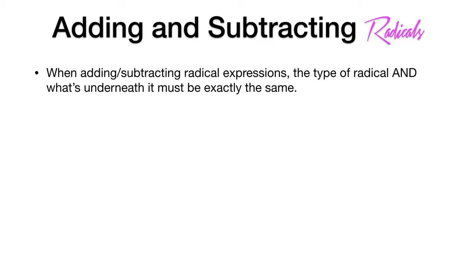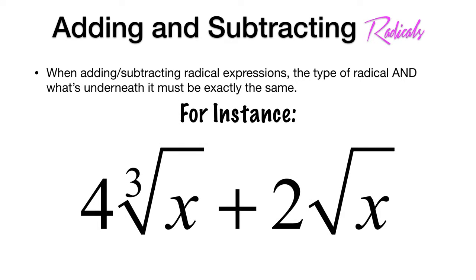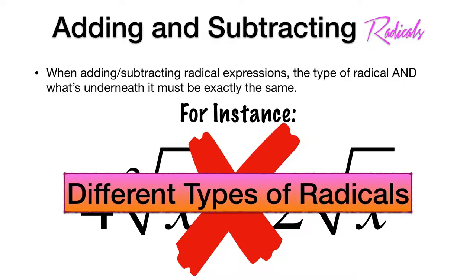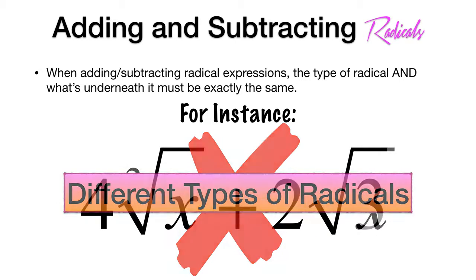When adding or subtracting radical expressions, the type of radical and what's underneath it must be exactly the same. For instance, let's look at this one right here: 4 cube roots of x plus 2 square roots of x. Even though they're both of x, one's a cube root and one's a square root, so nope, doesn't work. And the reason why? Different types of radicals.